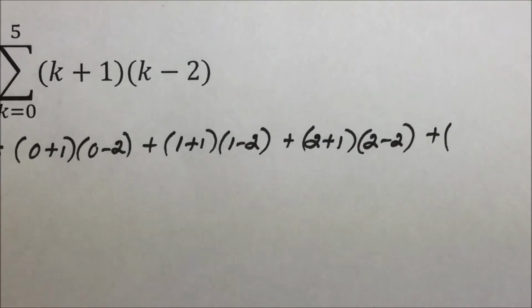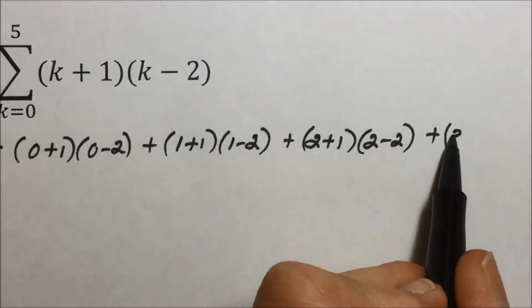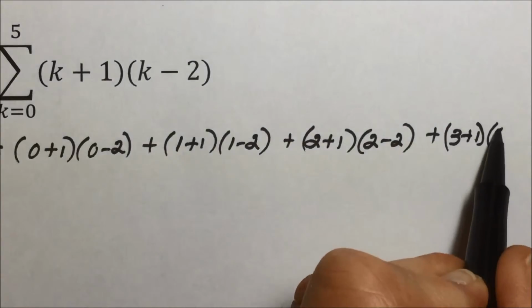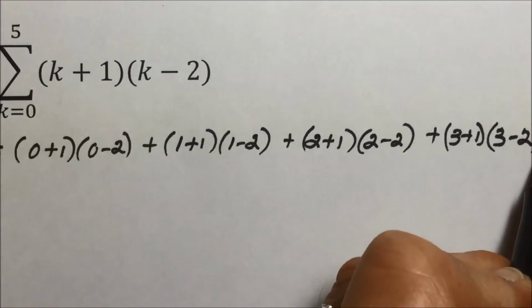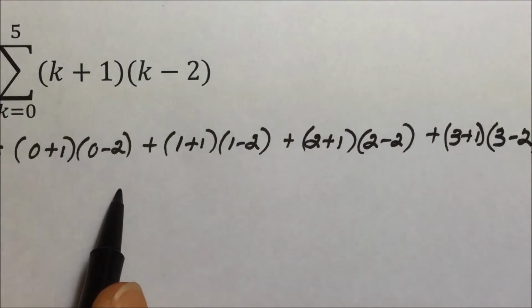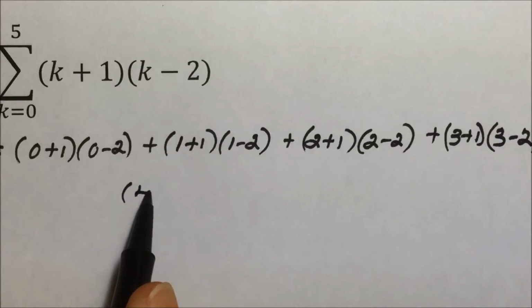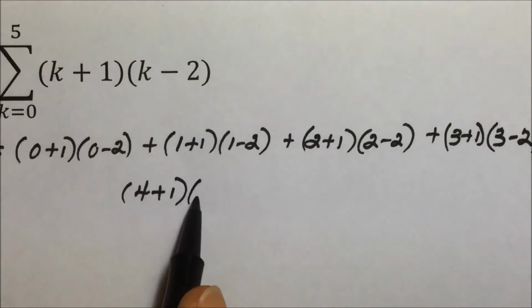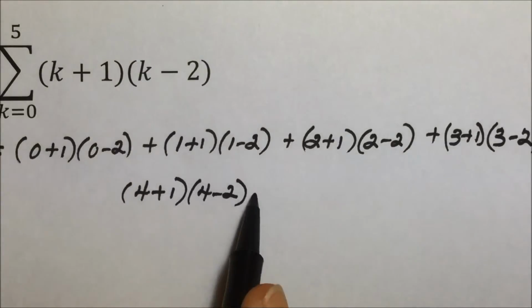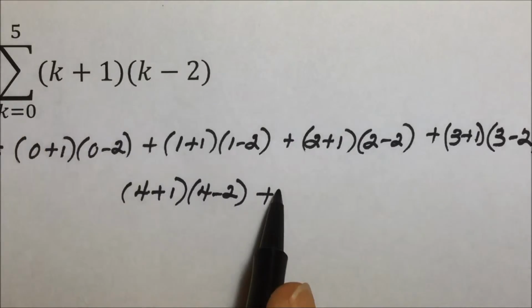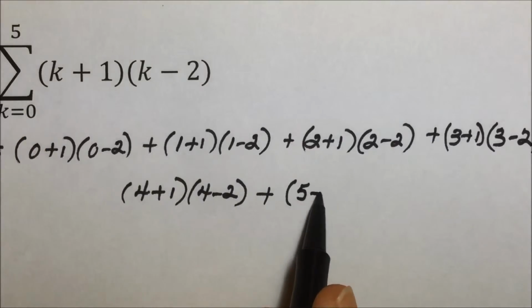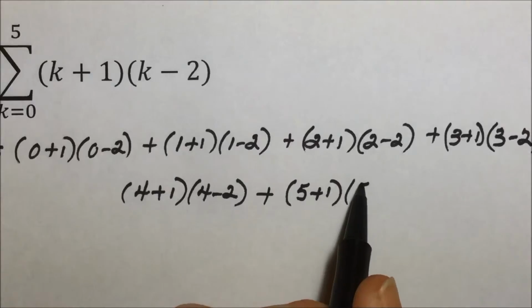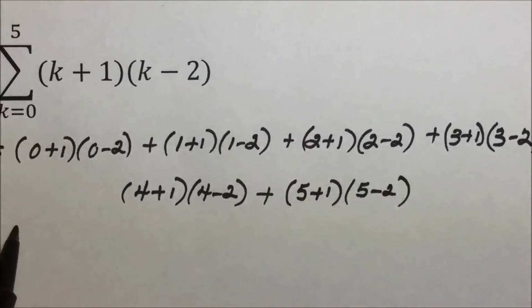Let's slide this over. So we have 3 plus 1 times 3 minus 2, plus the next would be 4 plus 1 times 4 minus 2, plus, we're at the top, we will have k of 5, 5 plus 1 times 5 minus 2.